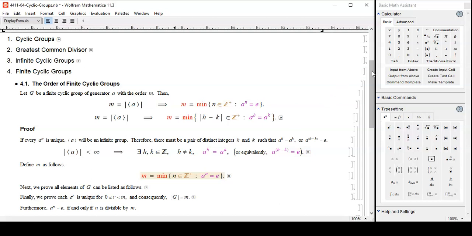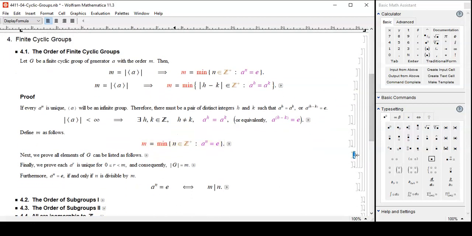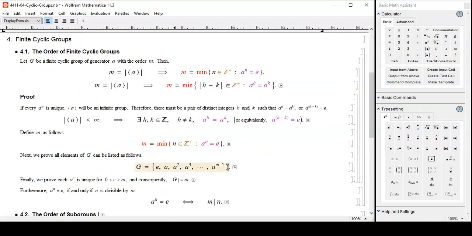Okay, so much for the preparation. Now the main claim. We claim G can be written like this.